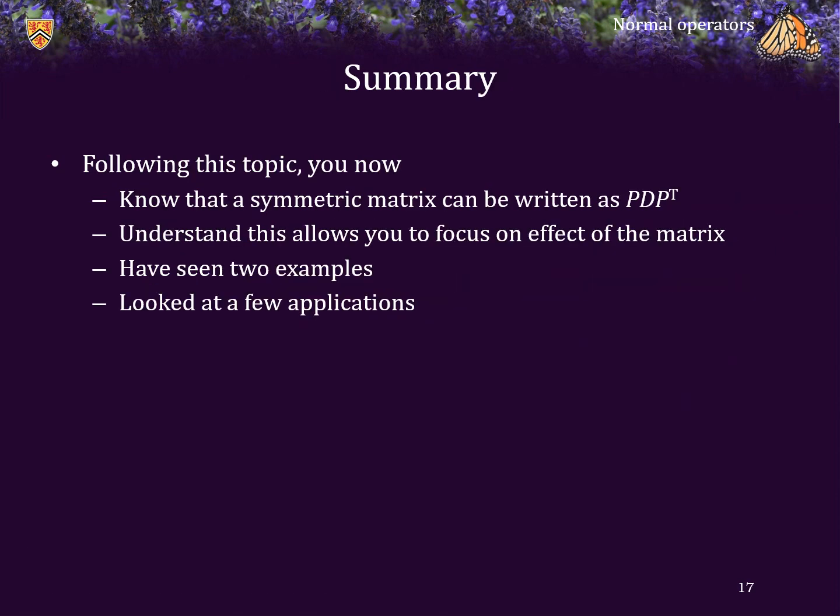Following this topic, you now understand that a symmetric matrix can be written as an orthogonal matrix times the diagonal matrix times the transpose of that orthogonal matrix. You understand that this allows you to focus on the effects of the matrix relative to the eigenvectors and the directions in which they point. You've seen two examples of this decomposition and looked at a few applications of eigenvectors where the matrices are indeed symmetric.